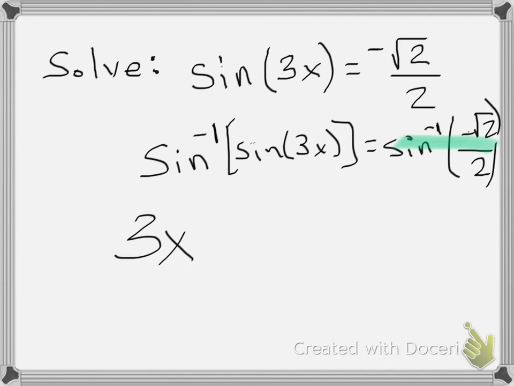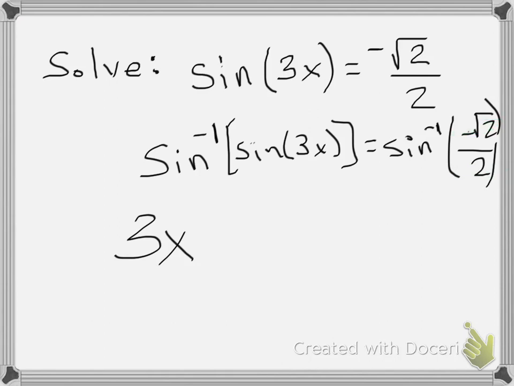The arc sine of negative radical 2 over 2. What does that mean? That is asking us what angle in a right triangle will have the ratio of the opposite side to the hypotenuse in a ratio of negative radical 2 over 2.